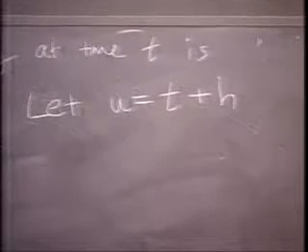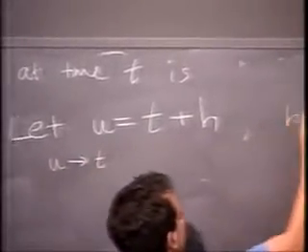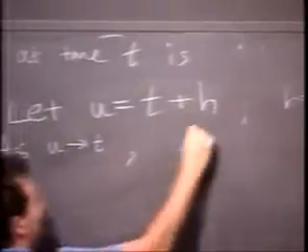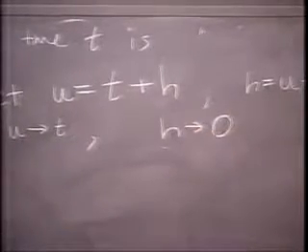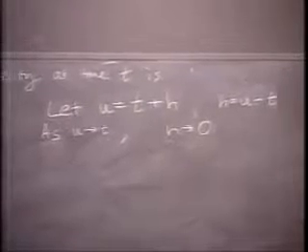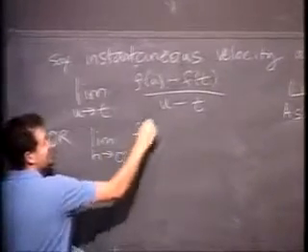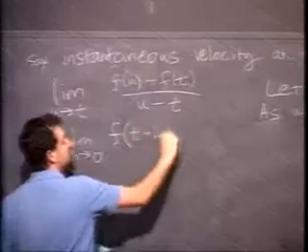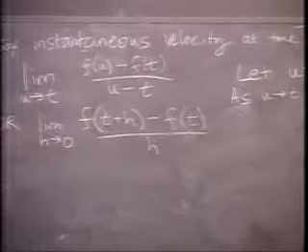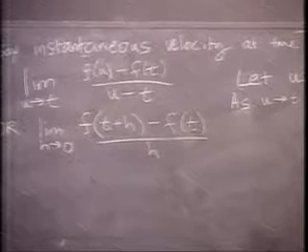And if you do this, let's look at what happens. As u goes to t, well, h is equal to u minus t. So as u goes to t, h goes to 0. The difference u minus t goes to 0. So this equation can also be written as the limit as h goes to 0 of f of t plus h minus f of t, and the denominator is just h, because u minus t is h. Okay, so that's another way of writing it. So this is what we mean by instantaneous velocity.